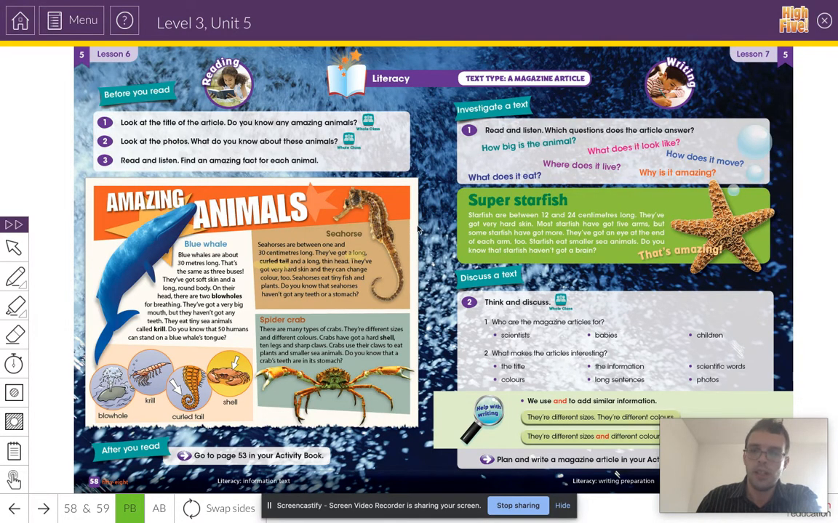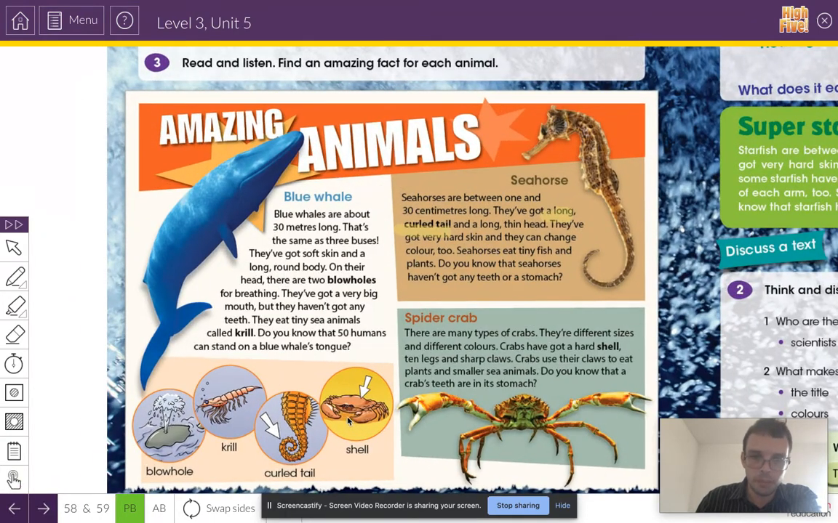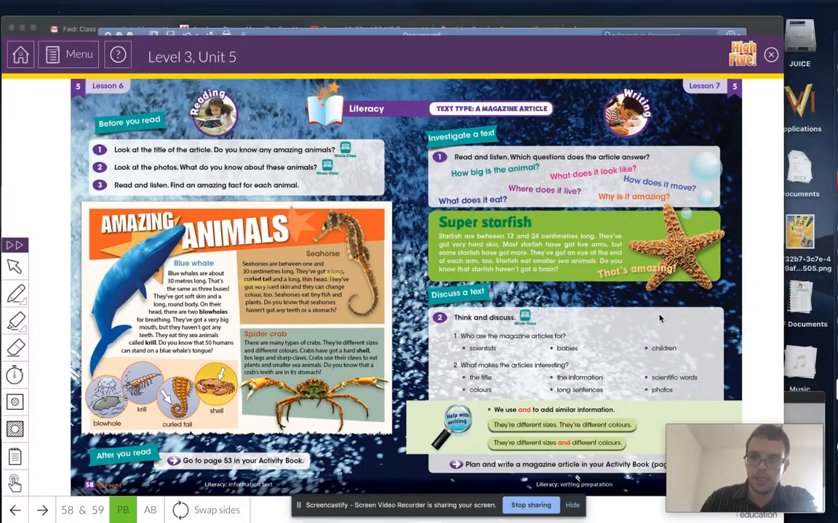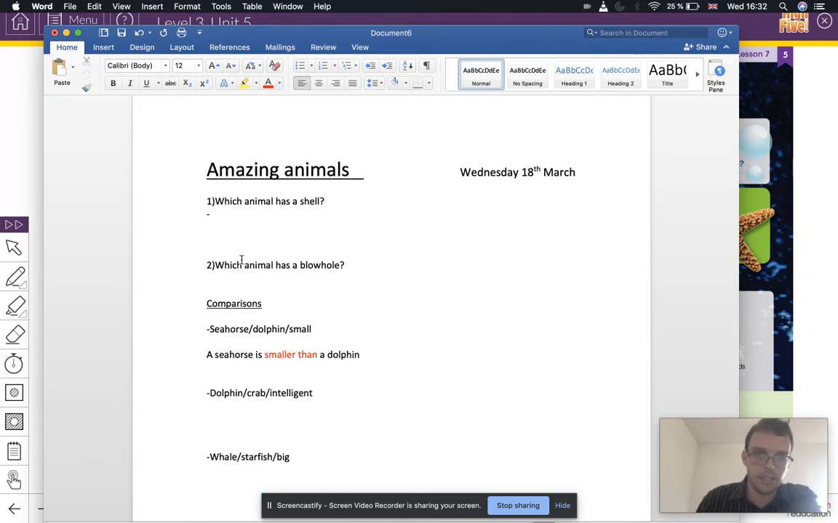Now, my first question is, which animal has a shell? Now, a shell, if you don't remember, is this hard thing here on the back of this animal. Which animal has a shell? Okay, if you'd just like to write the answer here. Just write the name of the animal right here.